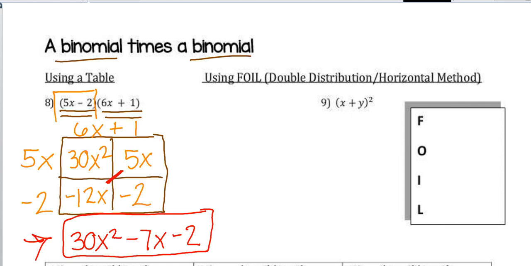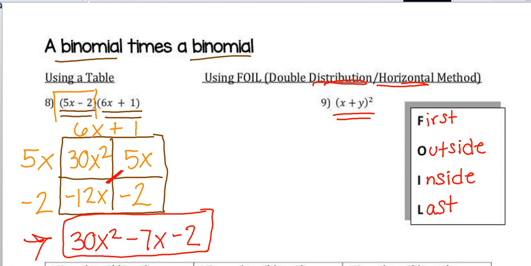Okay? So that's the table method or the Punnett square method. And now let me show you the FOIL method, which is basically distributing horizontally. FOIL stands for first, outside, inside, last. Okay, so that's kind of the mnemonic device that helps us figure out what we're putting together.